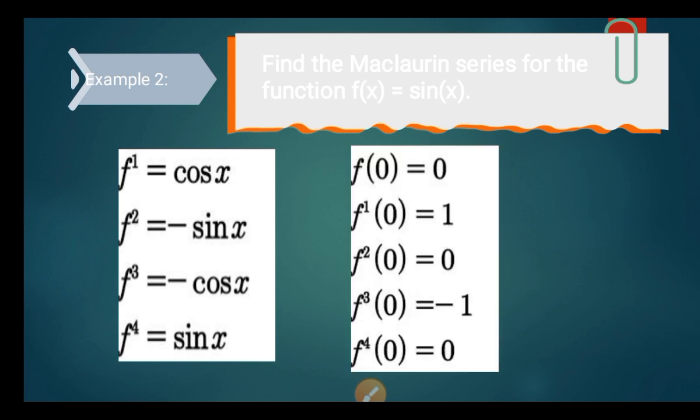So f of 0 is equal to 0, f prime of 0 equals 1, f double prime of 0 is equal to 0, f triple prime of 0 is equal to negative 1, and f fourth of 0 is equal to 0.